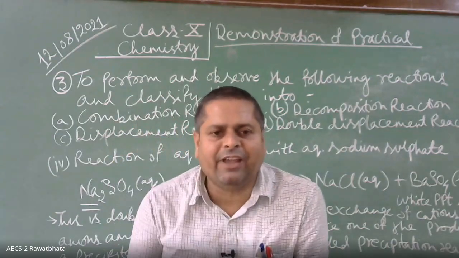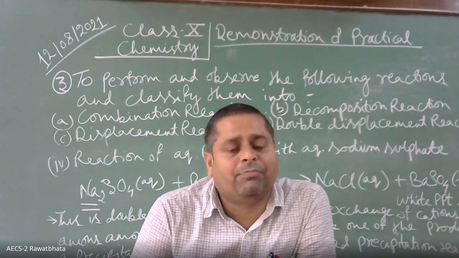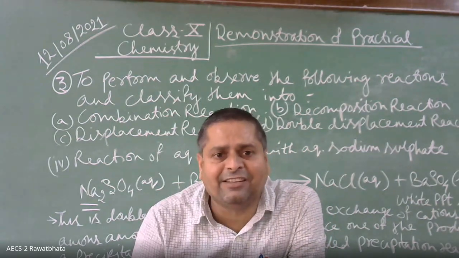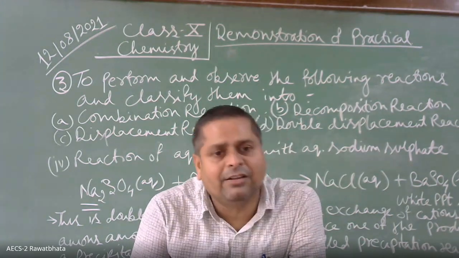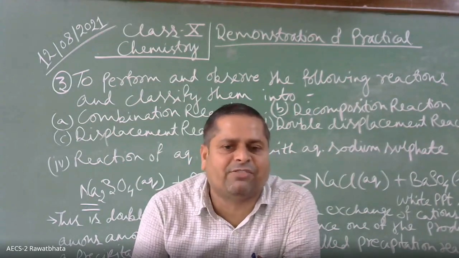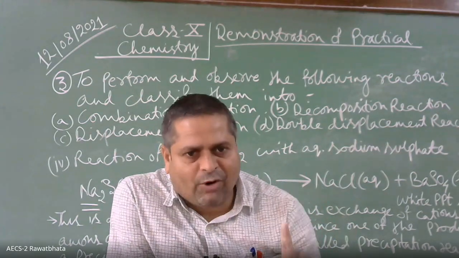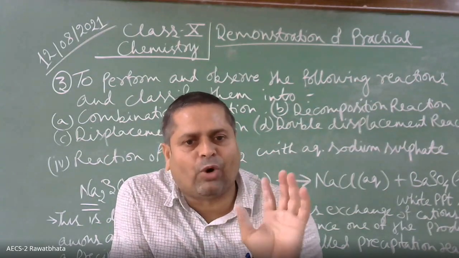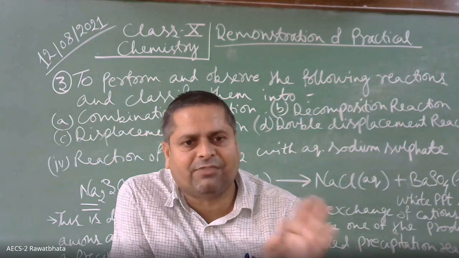So children, today we have seen the third practical, that is to perform certain chemical reactions and classify them as combination reaction, decomposition reaction, displacement reaction, and double displacement reaction. Let me recapitulate all those reactions that we have done. First of all, we have taken quicklime. What is quicklime? Calcium oxide, and we have added it in water. What was the resulting product formed? Calcium hydroxide. And calcium hydroxide is a base that we have tested with the litmus paper.